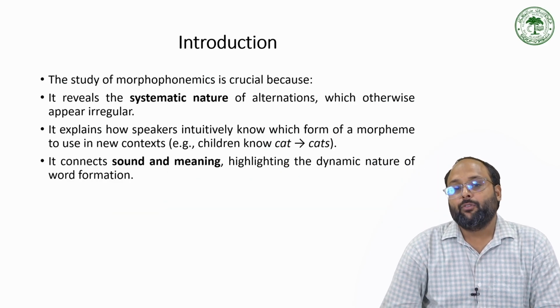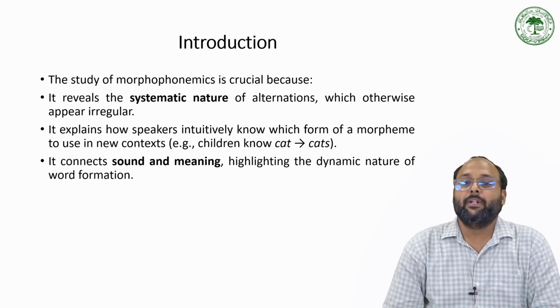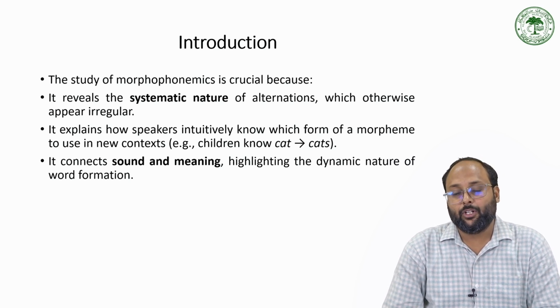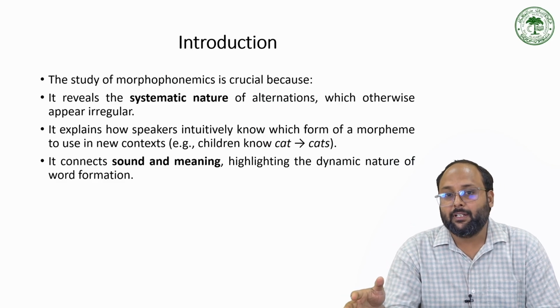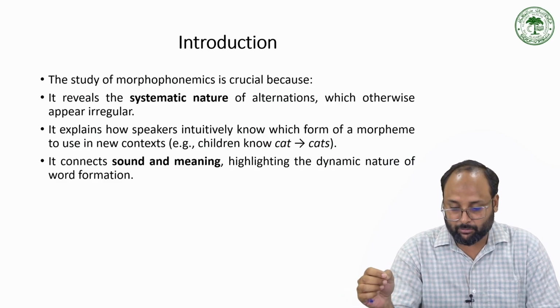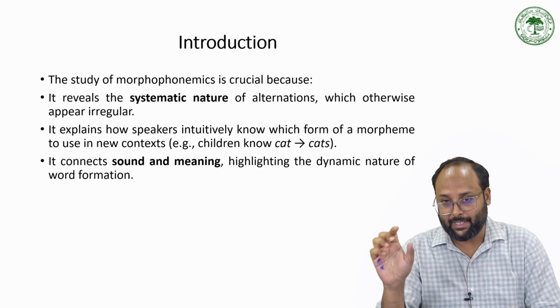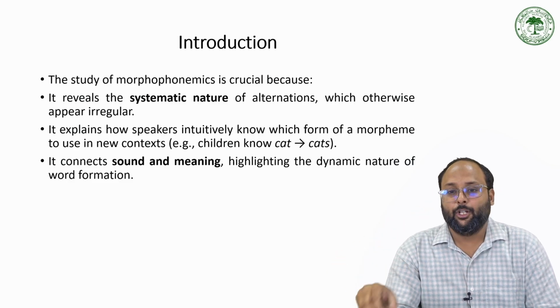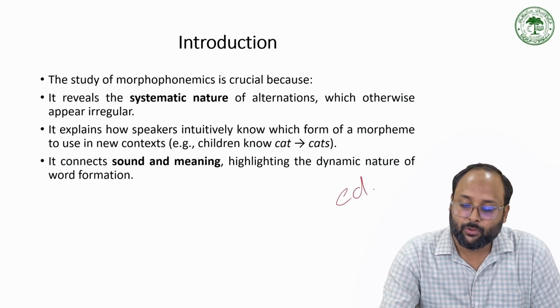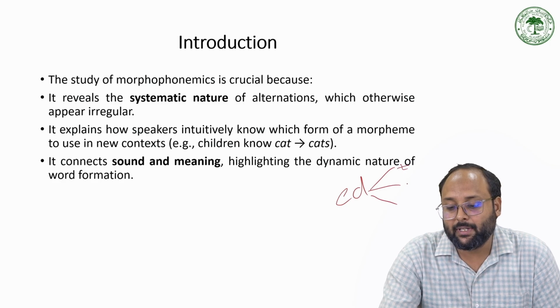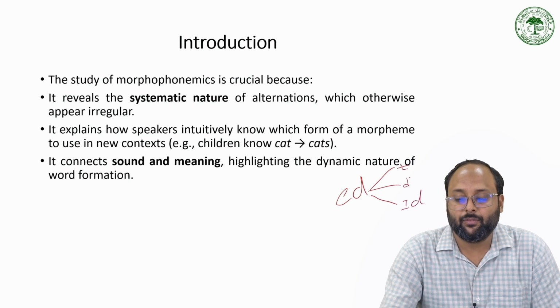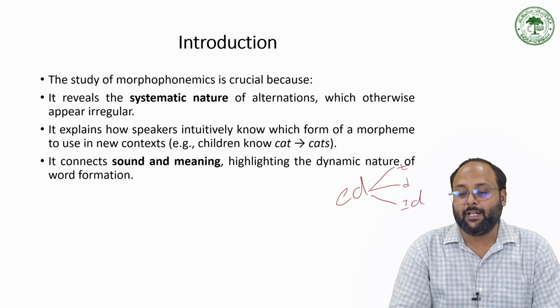So the study of morphophonemics is crucial because it reveals the systematic nature of alternation, which otherwise appears irregular. It is very crucial in linguistics because it describes the rules for different alternations in the language. For example, when we have in our mind a particular morpheme, like the past morpheme ed, it has different realizations in different environments. Sometimes it occurs as ta, sometimes as da, sometimes as id.